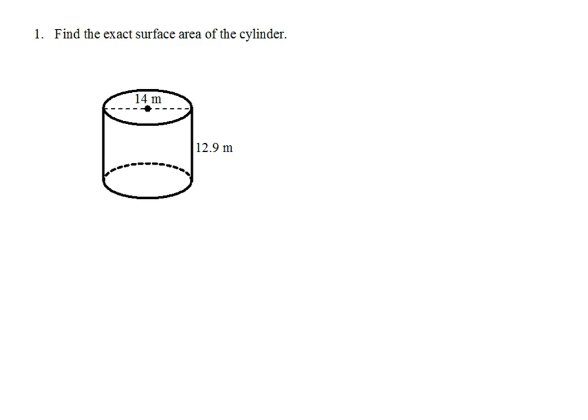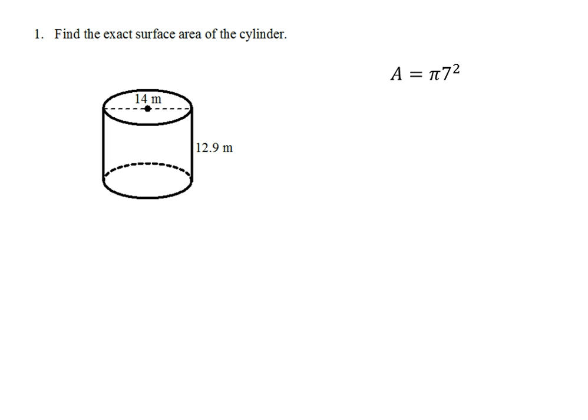Problem number 1, we're going to find the exact surface area of the cylinder. So the cylinder that we see here, if we flatten the cylinder, what we will see is two circles and a rectangle. The rectangle is kind of wrapped around. It's the label of the cylinder. So the first thing I'm going to do is find the area of the two circles. So I have to find the area of the two circles in order to find the surface area, and that is going to be pi times 7 squared, because the area of a circle is pi times the radius squared.